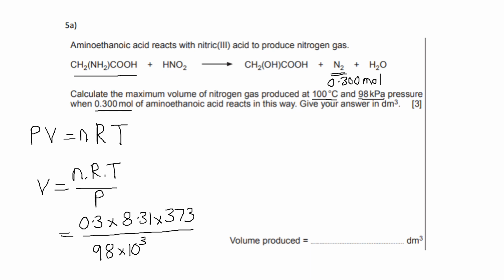Now when you put that into your calculator, it comes out as 9.49 times 10 to the minus 3. And when you put everything into the ideal gas equation with the correct units, it comes out in meters cubed. So we need to times that by 1,000 to put it into decimeters cubed, which is 9.49 dm cubed.